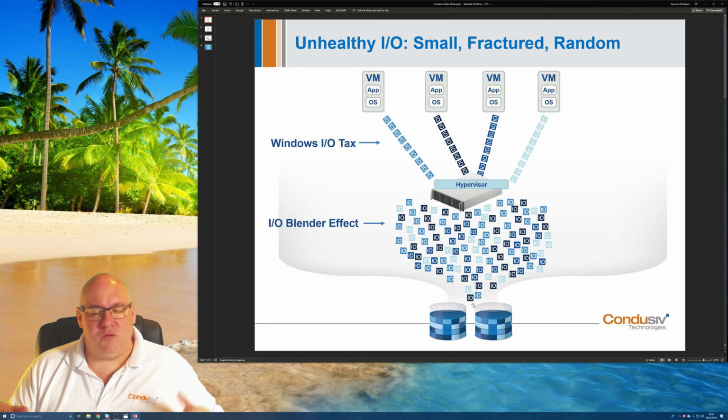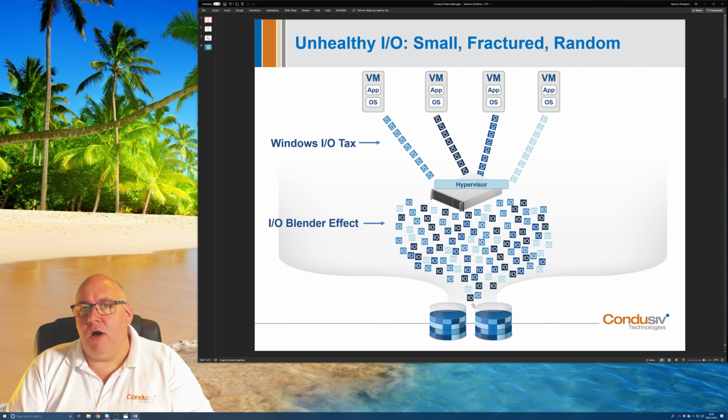You see how these small shot glass sized IOs make this whole environment work so much harder than it should to process that same amount of data. So when you have small fractured split IOs like this, it causes a performance penalty. We call it the Windows I/O tax, as in a tax on your performance because of this inefficiency in Windows.